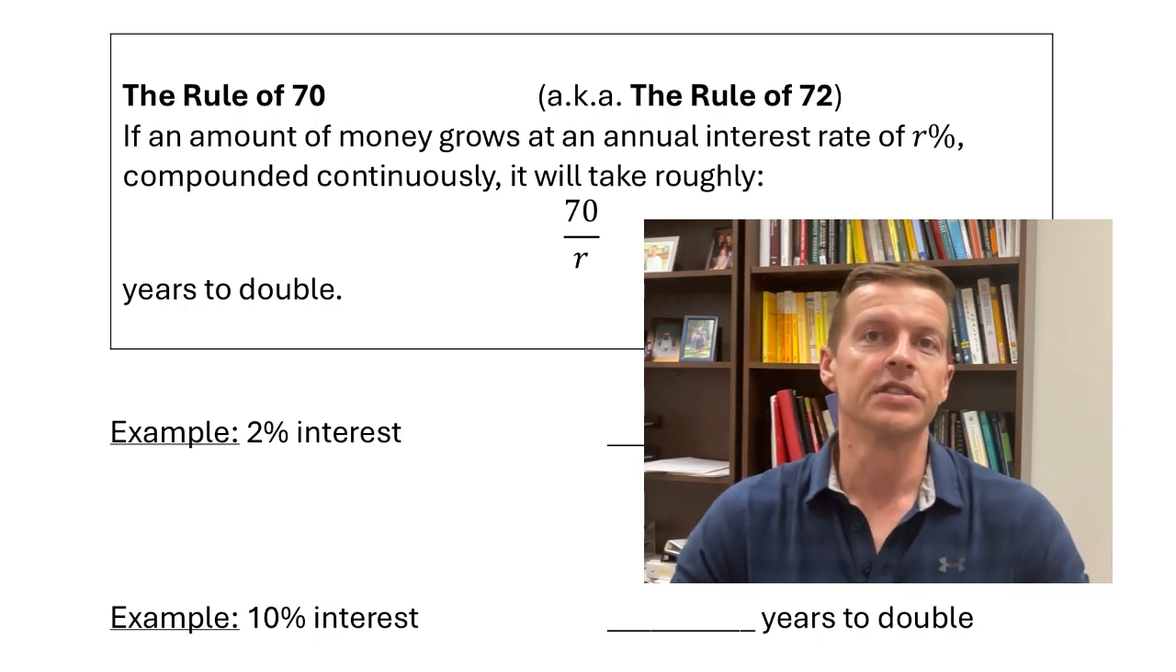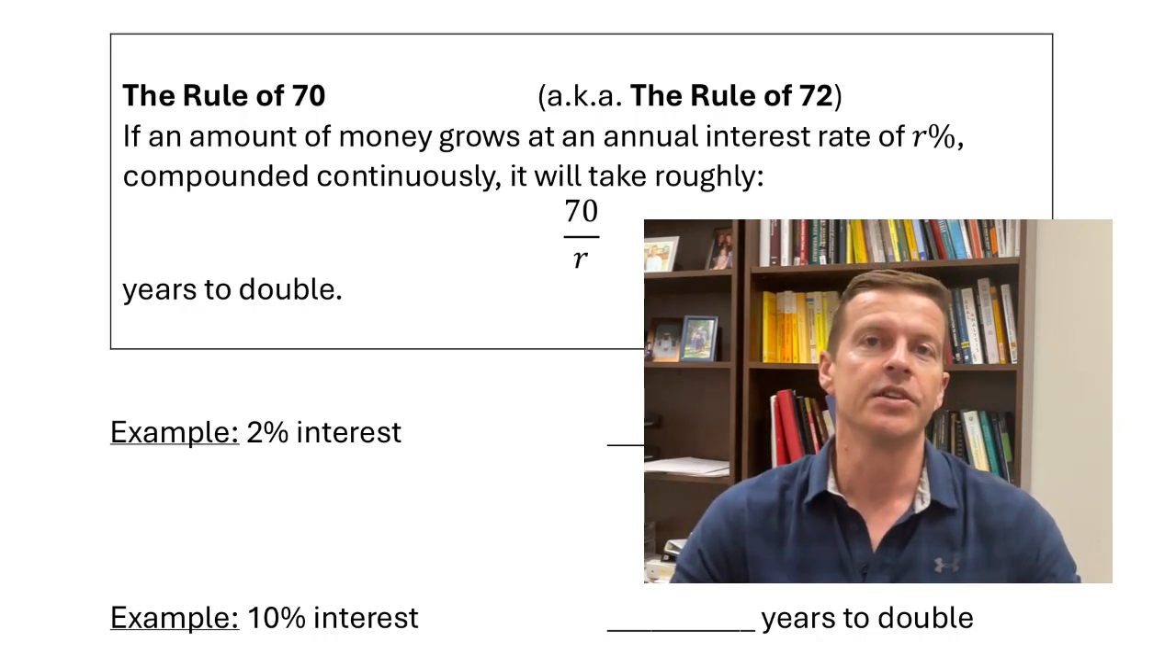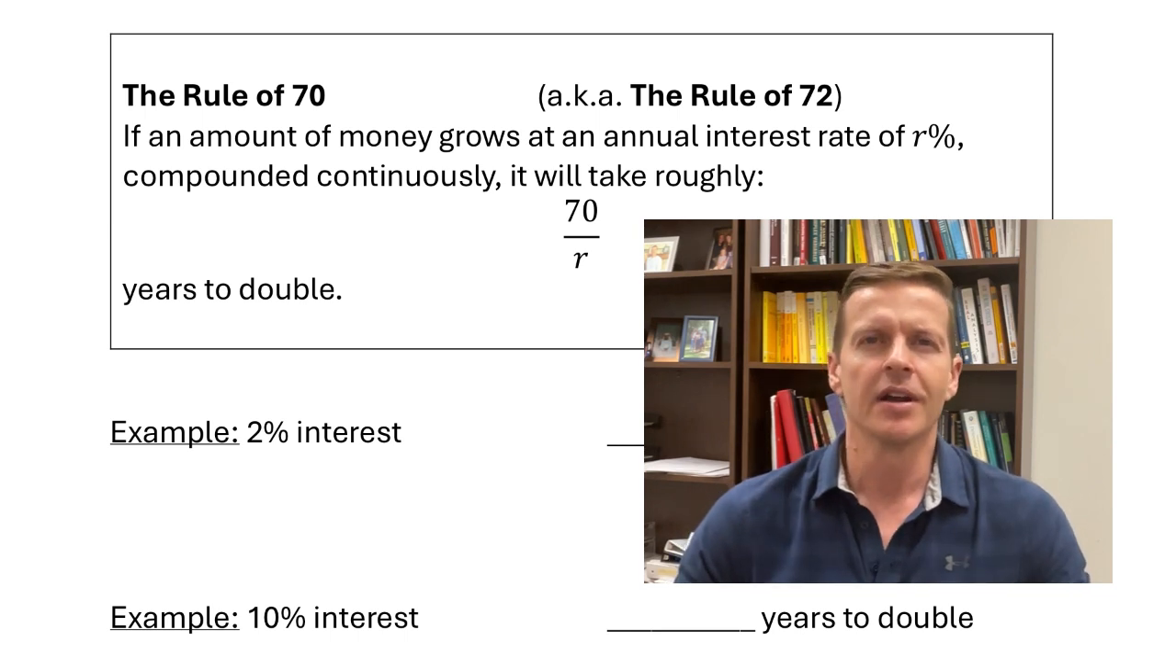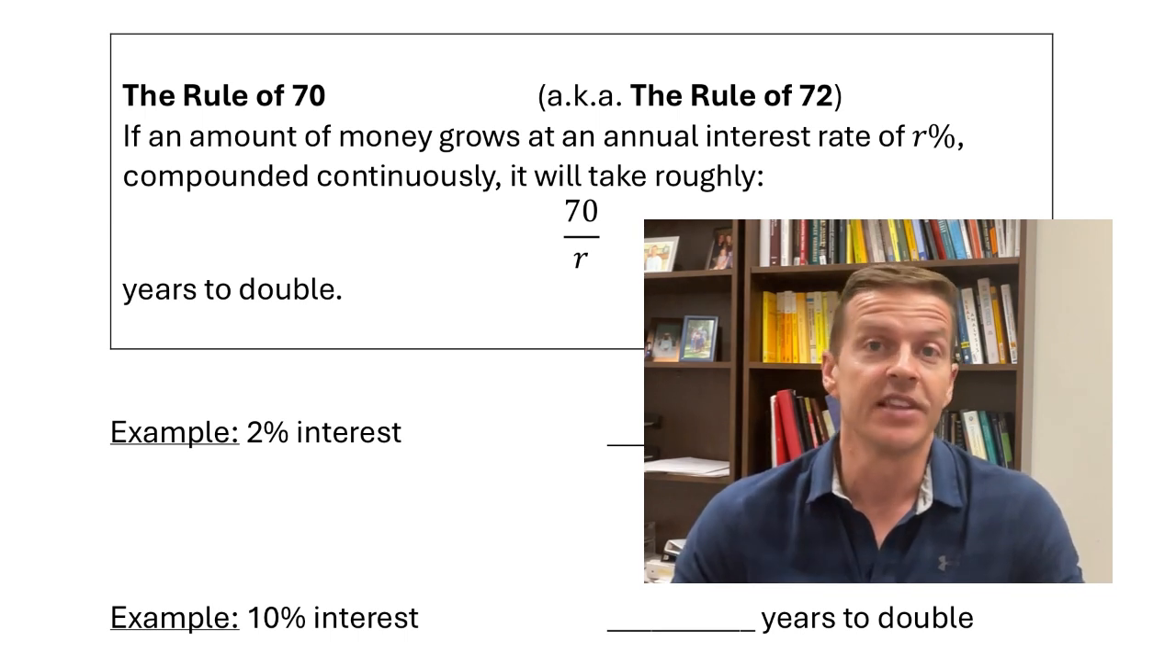The rule of 72 is a rule of thumb in financial math that has to do with the doubling time of an investment that gets compound interest. So if your money is growing at a certain interest rate and it's getting compound interest, you might wonder, how long will it take until the money has doubled?